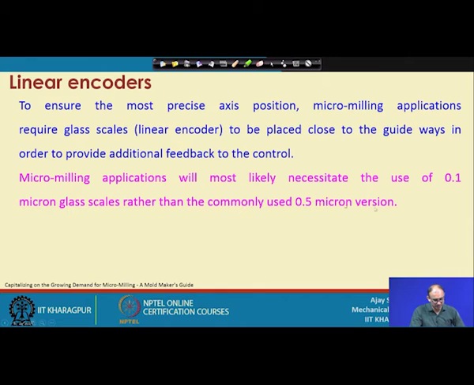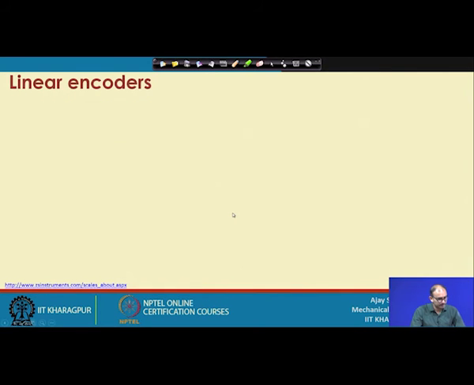In micromilling, it mostly necessitates the use of a 0.1 micron glass scale rather than the commonly used 0.5 micron version, because we know that in many systems, suppose you are using a linear drive, the system itself has a very high resolution. So, it is better to go with 0.1 micron compared to the commonly used 0.5 micron, because otherwise you are not actually getting all the benefits of your very costly system. So, better to go with 0.1 micron.